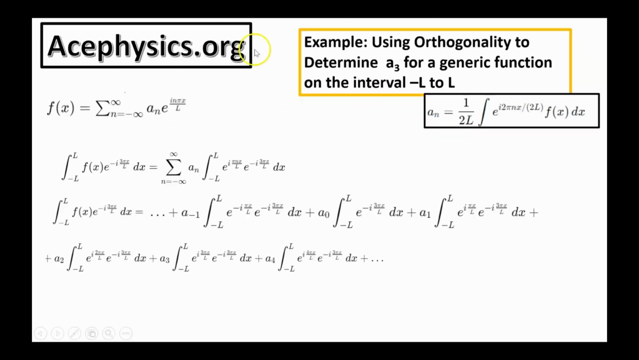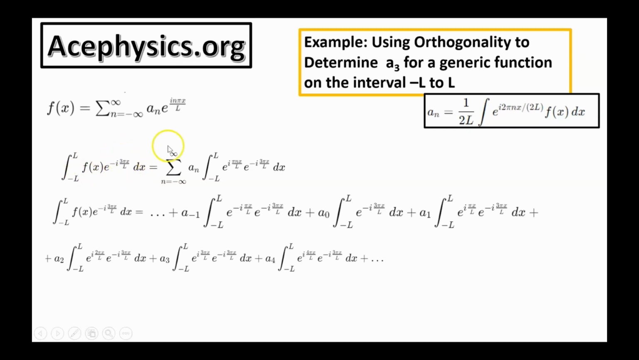On this slide, I'll do an example where I use orthogonality to determine a3, the coefficient of the eigenfunction for n equals 3. This example will help you understand this formula, which allows you to extract a sub n, how much of the nth eigenfunction is in the sum. To begin, I'll take the integral of the left side of this equation, so the integral from negative L to L of f of x, and then I'm going to multiply it by e to the minus i 3 pi x over L.